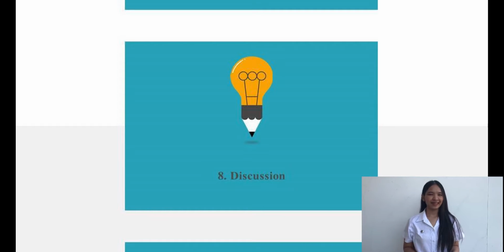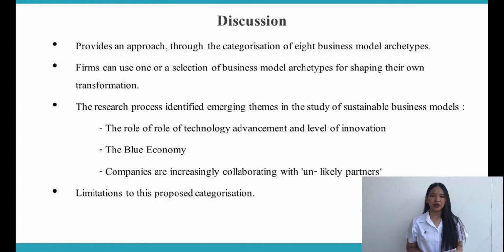Thank you, Ms. Sirakant. This topic I will talk about discussion. This paper provides an approach through the categorization of business model archetypes for linking the theoretical concept of business model innovation to the practical transformation mechanism emerging for delivering industrial sustainability. Firms can use one or a selection of business model archetypes for shaping their own transformation.